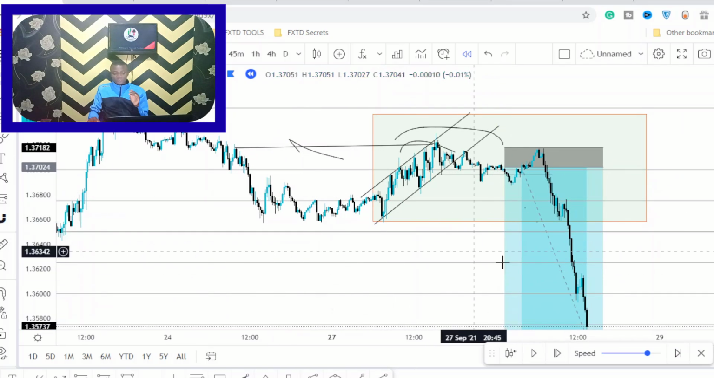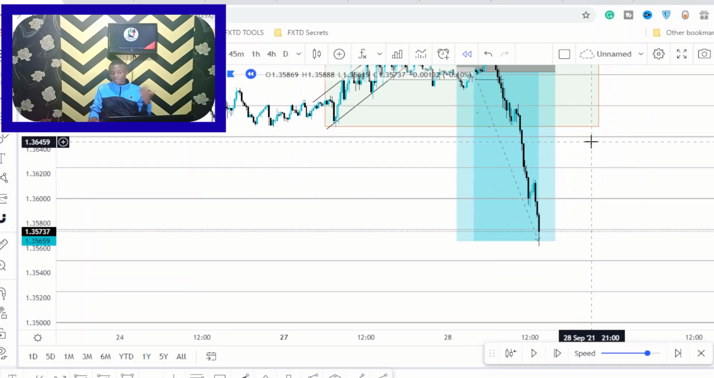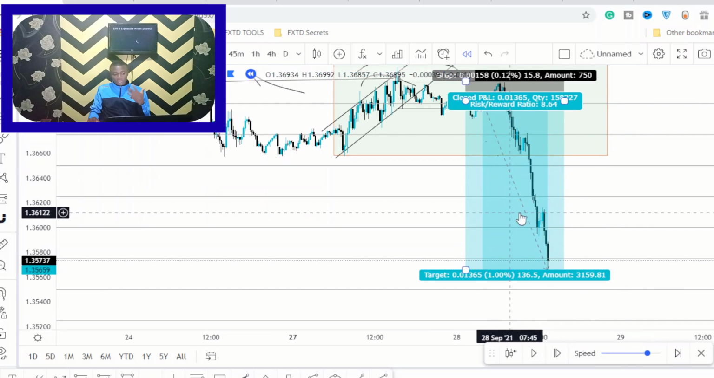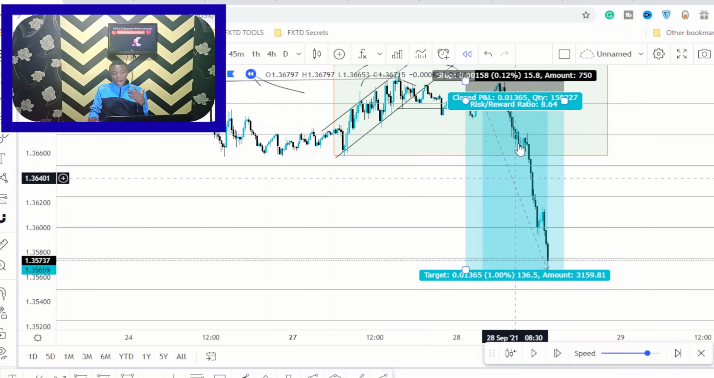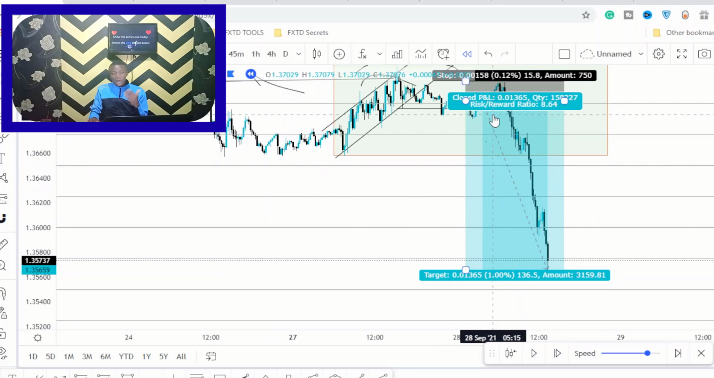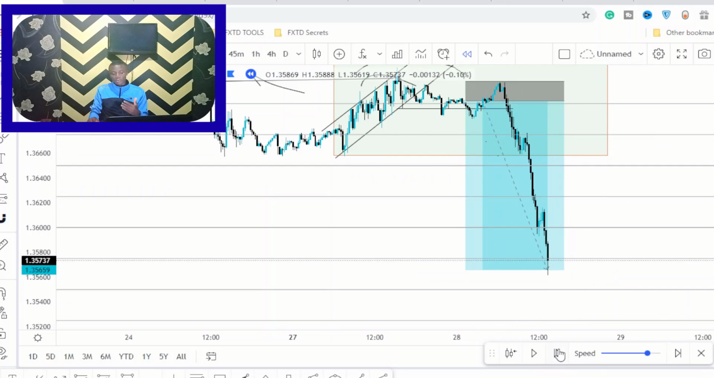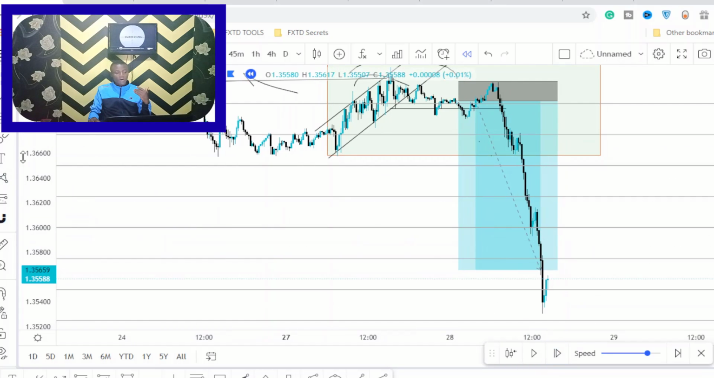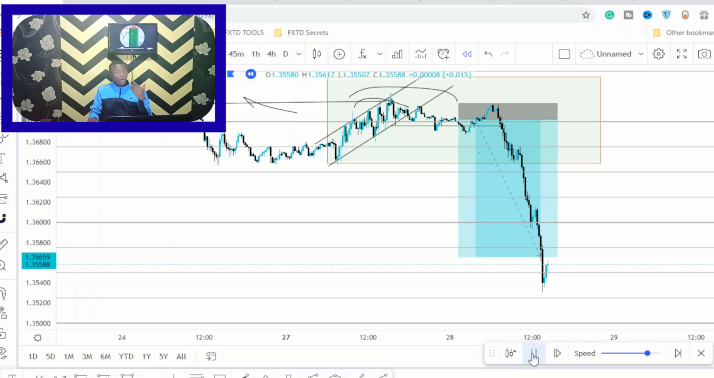All right, so now we can see, if we calculate that, that's about 1 to 8 also. But now let's assume I was in this trade. What I do is I'll make sure that I take something off. Let's say 1 to 1, I'm out, I'm taking something off, I will leave the others running. That's exactly how I manage my trades, and you might want to learn that.